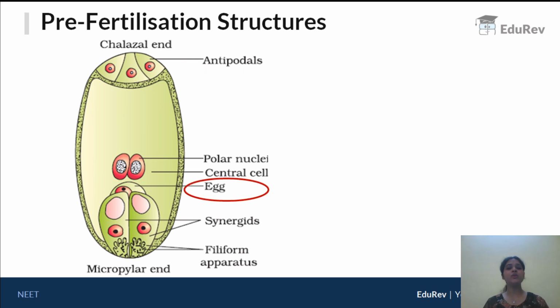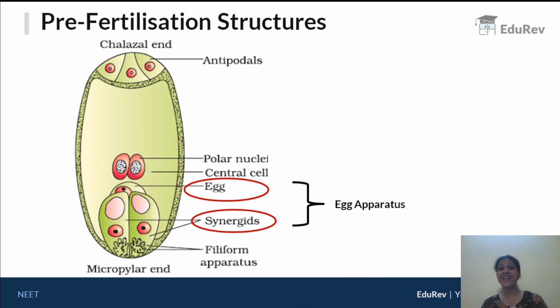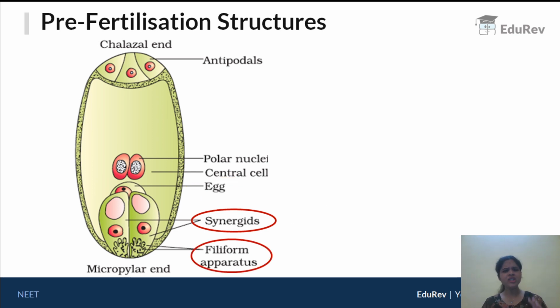Now let's go to the opposite end, that's the micropyle end or the micropylar end. Here very clearly you can see the presence of the egg cell, again a haploid cell, and you can see the presence of two synergids. Together, two synergids plus one egg cell make up what we call the egg apparatus. The synergids are also haploid cells. Let us focus on the structure of this particular synergid. It has an important feature. The synergid seems to have these finger-like projections. Both of them have these finger-like projections called the filiform apparatus.